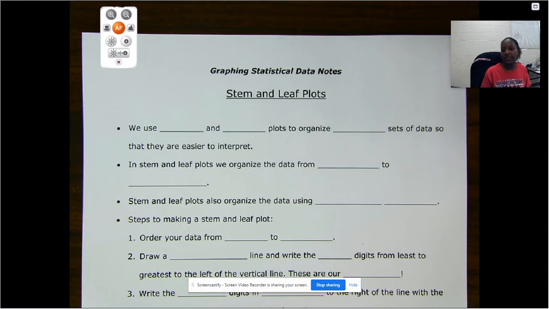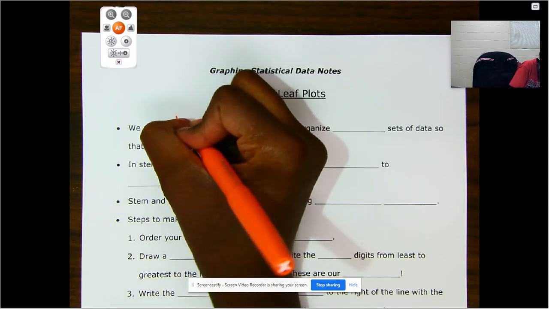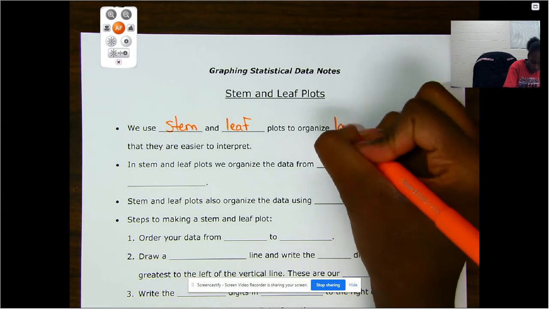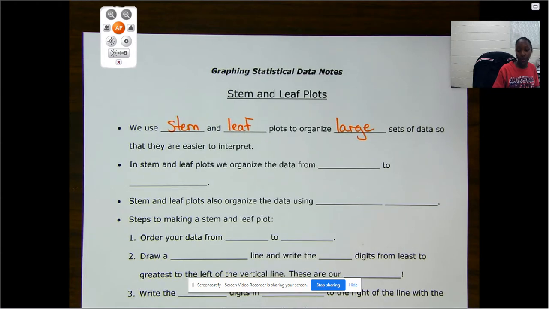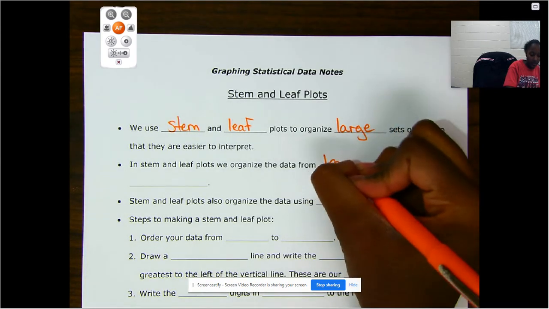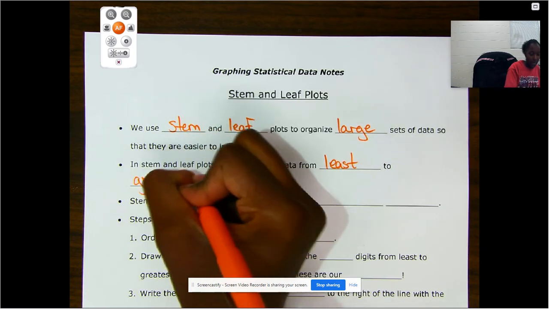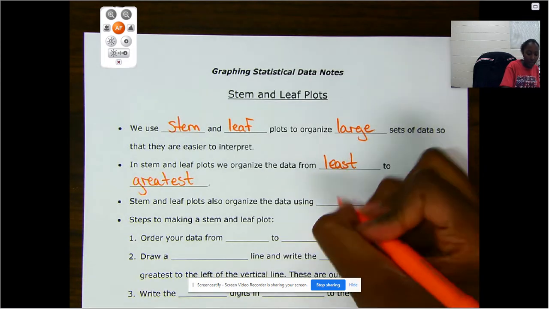Okay. Let's take a look at some notes first. All right, stem and leaves. We use stem and leaf plots to organize large sets of data so that they are easier to interpret. In the stem and leaf plots, we organize the data from least to greatest. Stem and leaf plots also organize the data using place value.